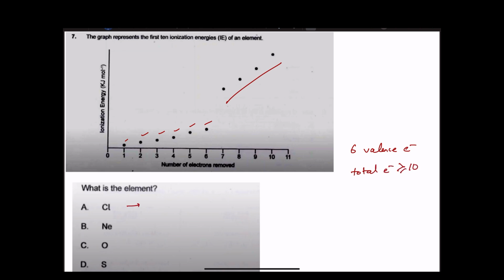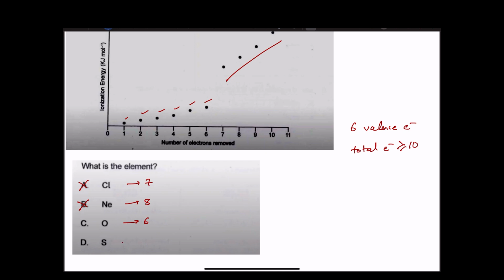Now chlorine has 7 valence electrons, so chlorine cannot be the answer. Neon has 8 valence electrons, a noble gas, cannot be. Oxygen has 6 valence electrons, sulfur has 6 valence electrons, right? But total electrons in oxygen would be 8. This is less than 10, right? So C cannot be the answer. And the final answer for this will be D, sulfur, because sulfur has 6 valence electrons and it has more than 10 electrons in total.